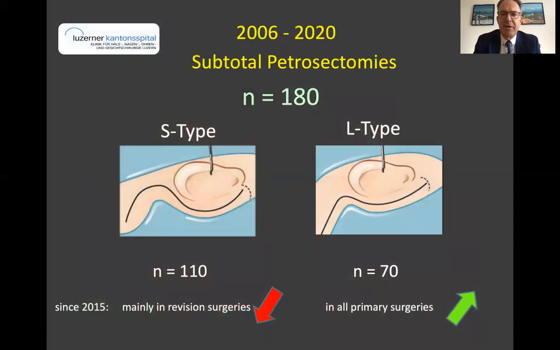Within the last about 15 years, I just checked this yesterday, we have performed in Lucerne 180 subtotal petrosectomies. As in the beginning, we always used the S-type approach. There are nowadays 110 patients with an S-type approach. Currently, we only use this in revision surgeries where there's no temporalis fascia left. But in primary surgeries, we nowadays favor the L-type approach for subtotal petrosectomies.